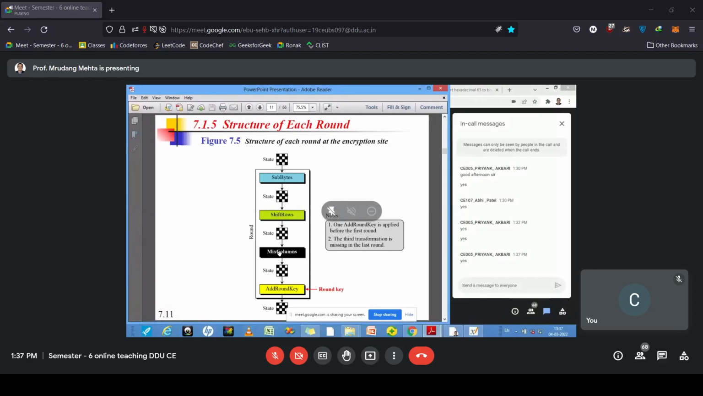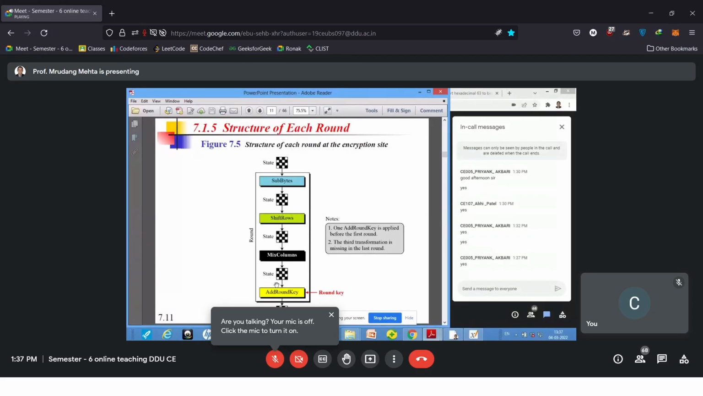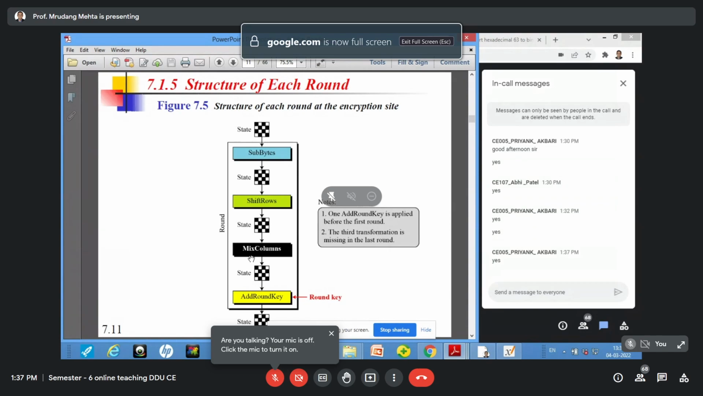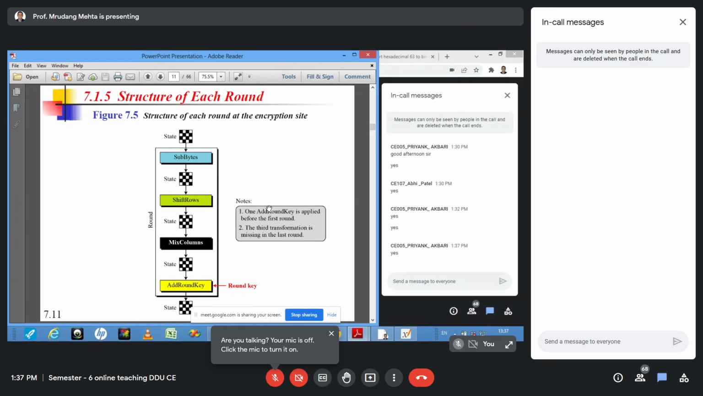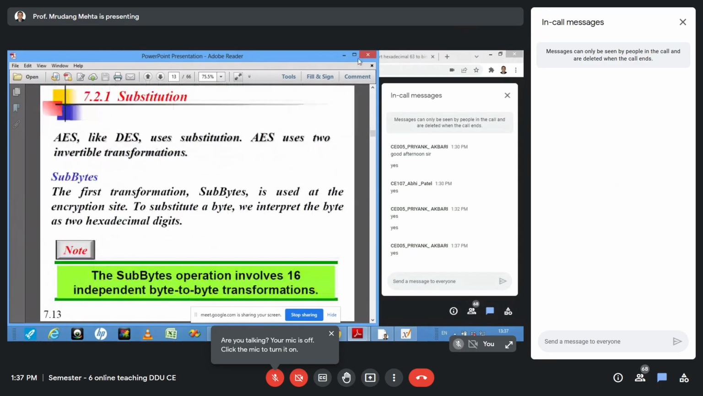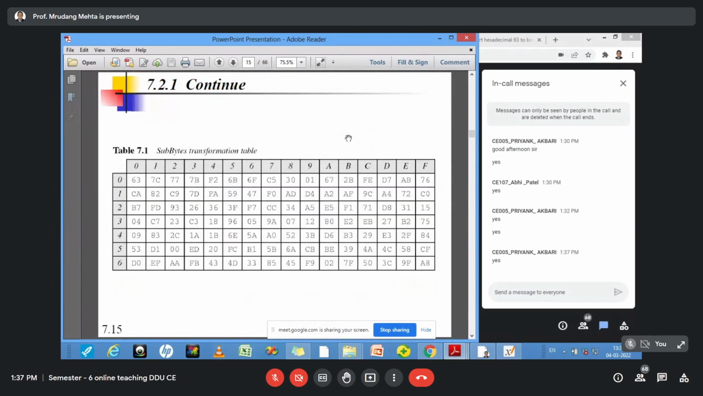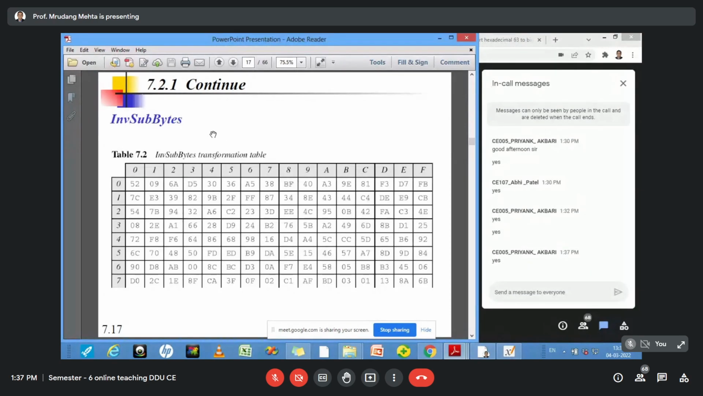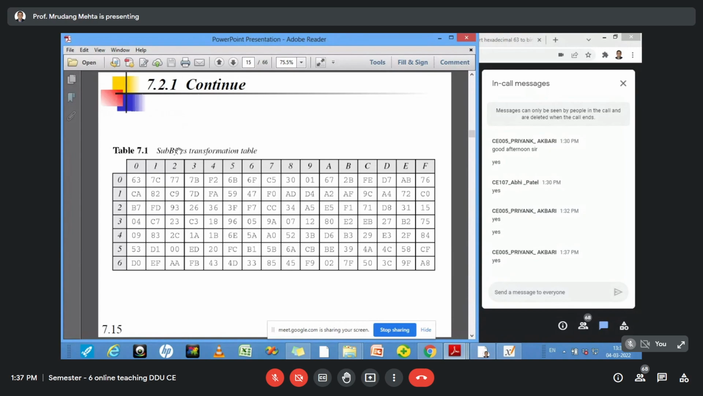We will see shift row, mix column, and add round key, the remaining three operations. So the sub byte operation, in general, I explain to you here. See, there are two tables. One is the sub byte transformation table, and the second is the inverse sub byte transformation table. This one is required in decryption, and this is required in encryption.